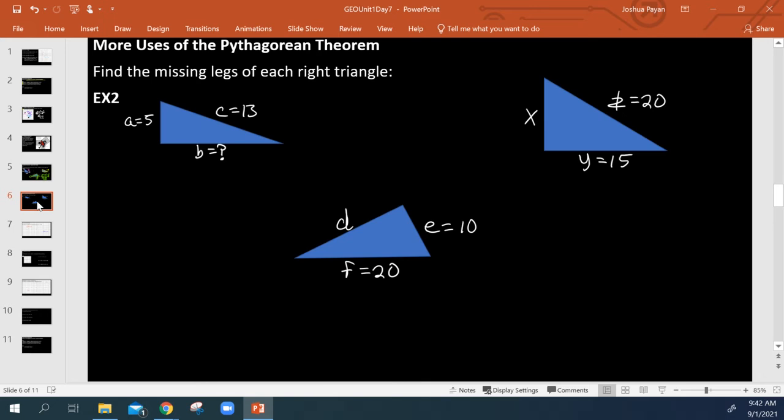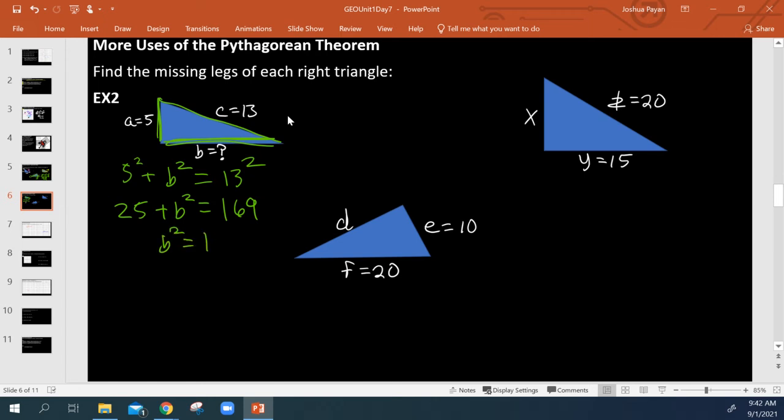Okay, we can also use the Pythagorean theorem to find missing legs. So right here, I clearly see, I know what the hypotenuse is, I know what this leg is, but this guy, I don't, right? So we're going to plug in the numbers where they go. So leg squared plus other leg squared, we don't know what b is, equals hypotenuse squared. 5 squared is 25, plus b squared that we don't know is equal to 13 squared is 169. Then we're just going to subtract. B squared equals 144.